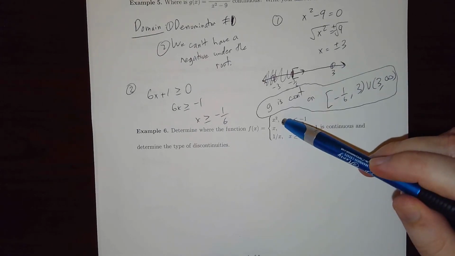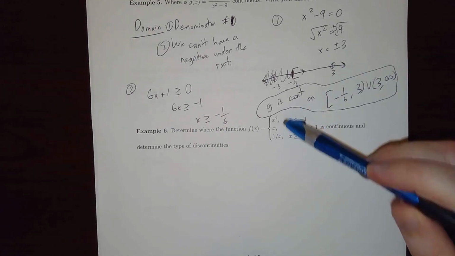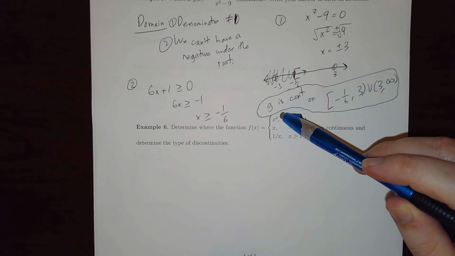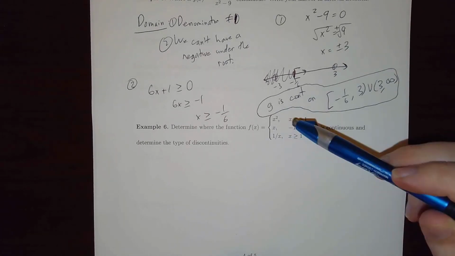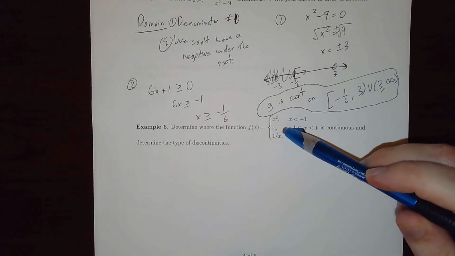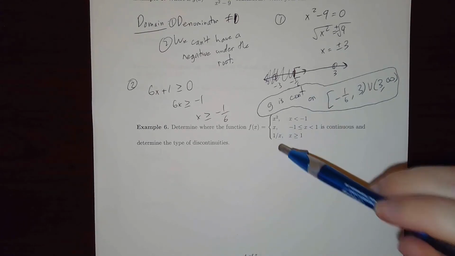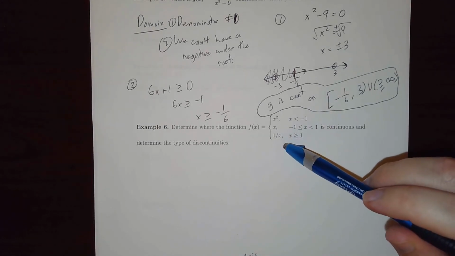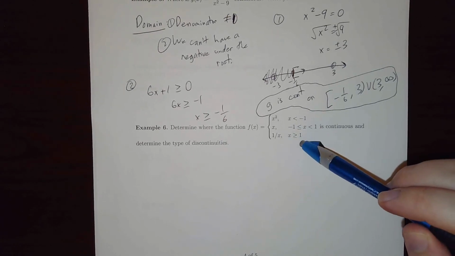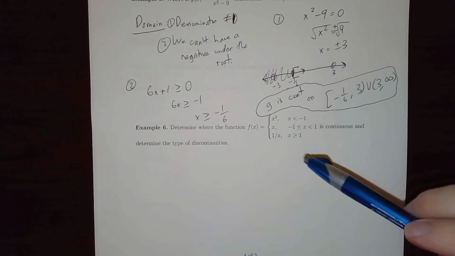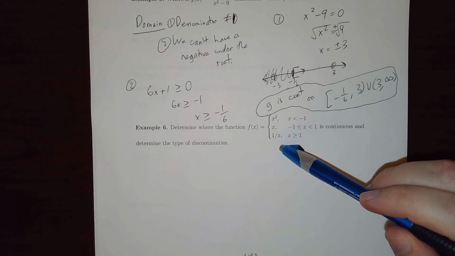So here we're looking at x squared. As long as it's on its domain, x squared is going to be continuous. When we look at x, x on its domain would be continuous. And when we look at 1 over x, the only thing we'd have to worry about is when x is equal to 0. However, it's defined on a piece where x is always greater than or equal to 1. So we won't have an issue with this on its domain.